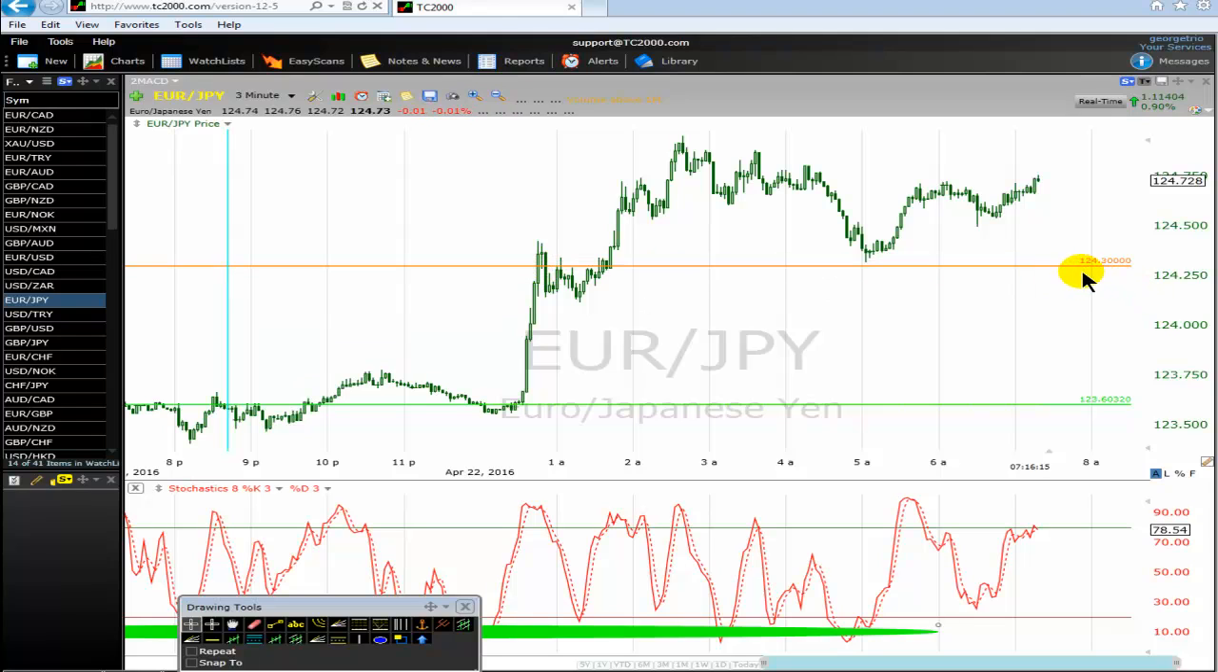Right here it hit our target at 1.2430, and it's still going up. So this was a successful trade, as you can see, just going up big time.